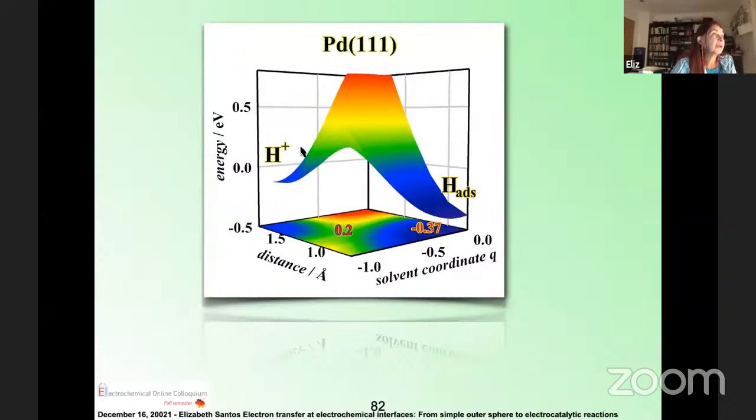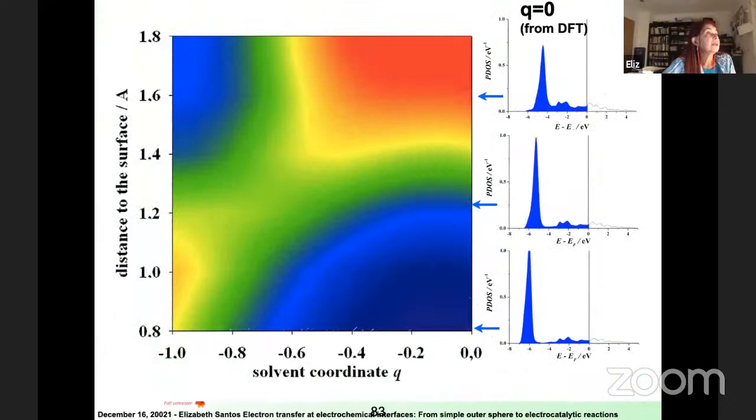This is for a case of hydrogen oxidation on palladium 111 surfaces. This is the potential energy surface. And here we see the contour plots of these potential energy surfaces. And these are, at three different distances, the density of states that we have obtained for the hydrogen atom with DFT at distances from the surface.